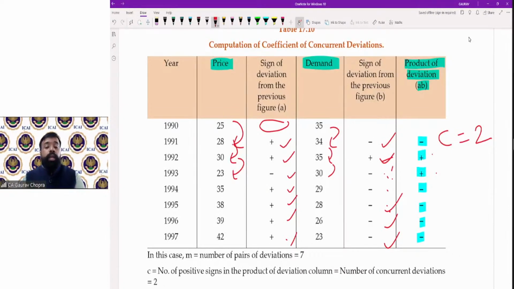तो कॉन्करेंट का मतलब होता है दोनों वेरिएबल में सेम इफेक्ट का होना. अगर प्राइस इंक्रीज हो रही है, उधर डिमांड भी इंक्रीज हो रही है, दोनों का सेम डायरेक्शन है, तो फिर हम यूज कर रहे हैं पॉजिटिव साइन. ओके, तो C is equal to 2. Now what will be M? M is n minus 1. N कितना है? 1 2 3 4 5 6 7 8. So 8 minus 1 gives 7. M is 7. C की वैल्यू आ गई, M की वैल्यू आ गई.